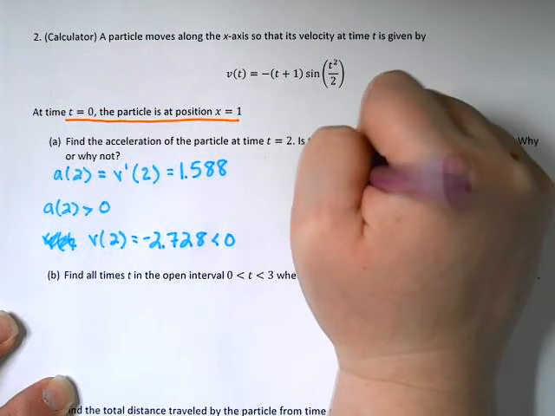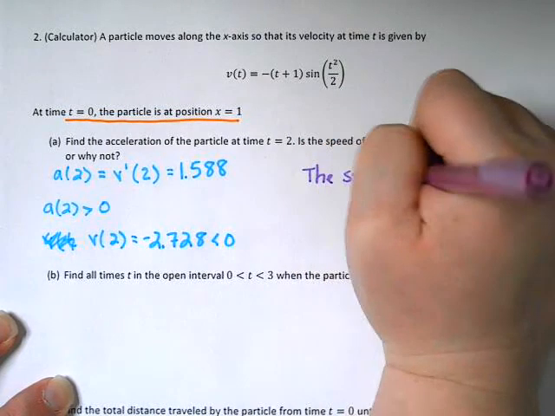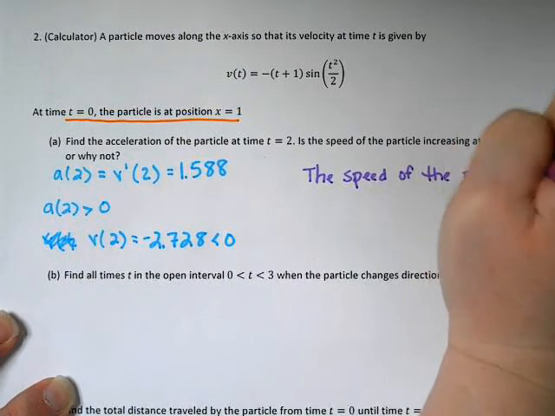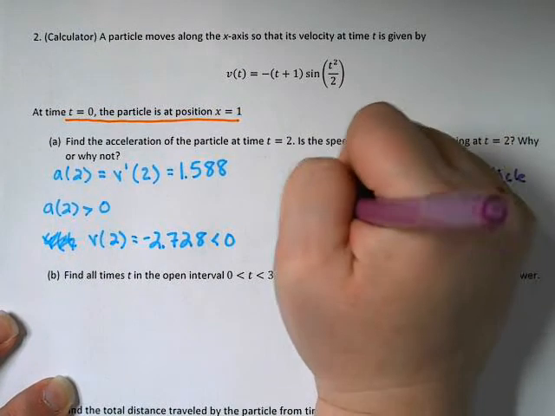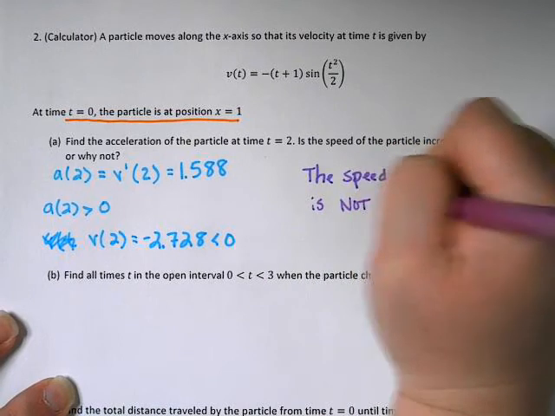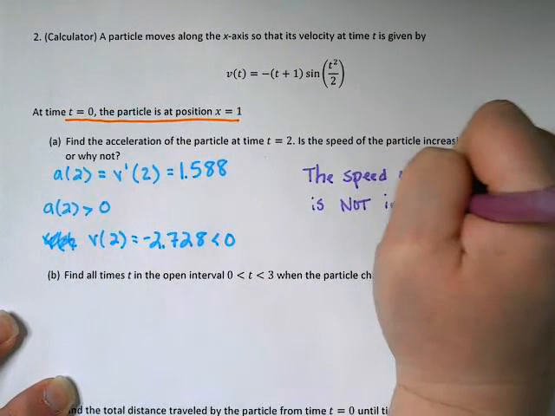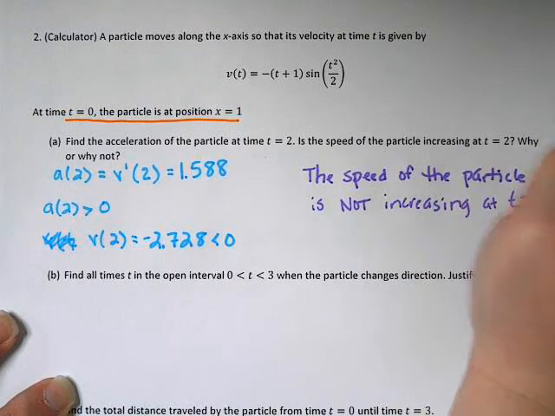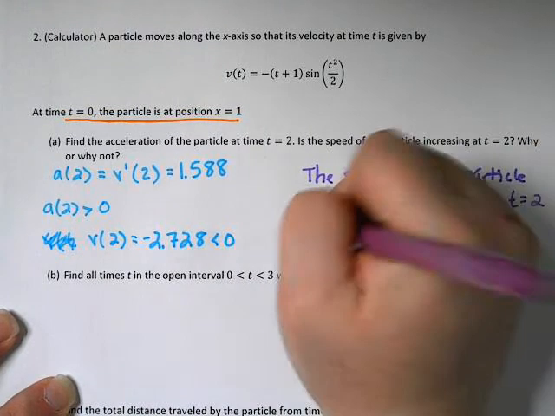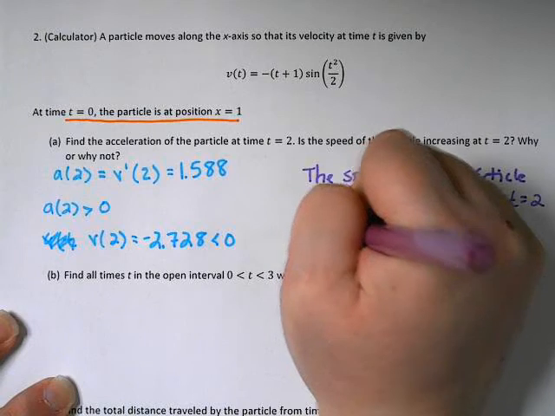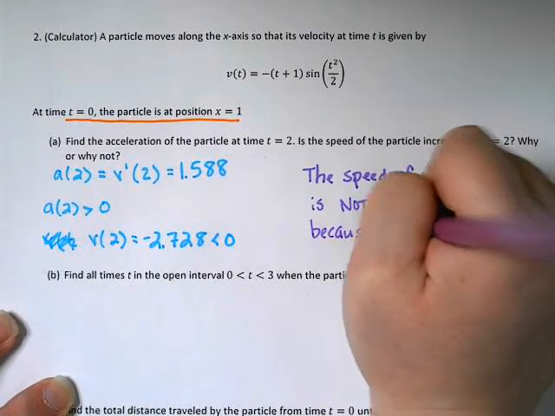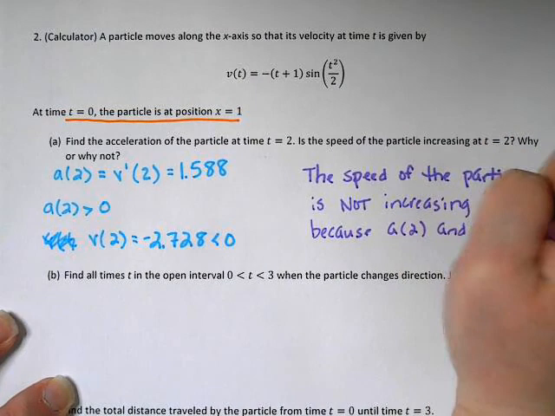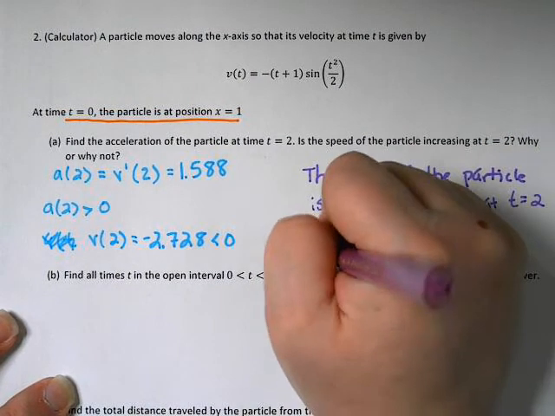So the speed of the particle is not increasing at time t equals 2 because a of 2 and v of 2 have different signs.